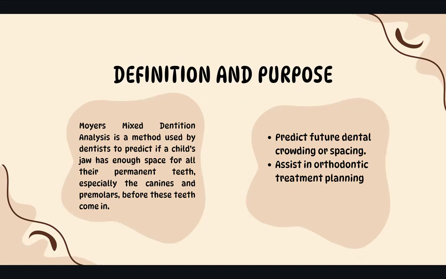And for the purpose, why is it important? It is important to detect early signs of potential dental crowding or excessive spacing as the child's permanent teeth develop. By identifying this issue in advance, dentists and orthodontists can strategically plan and recommend timely interventions, such as orthodontic treatments or even necessary tooth extraction, which helps in managing and correcting dental problems before they become more complex or severe.